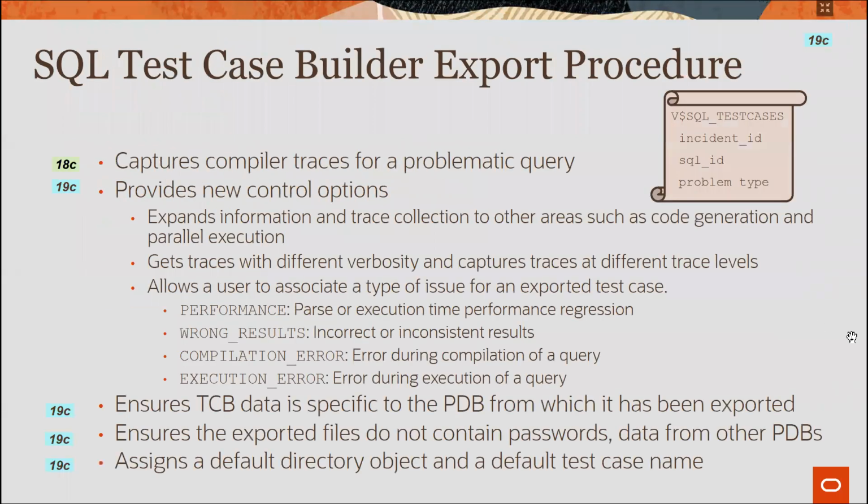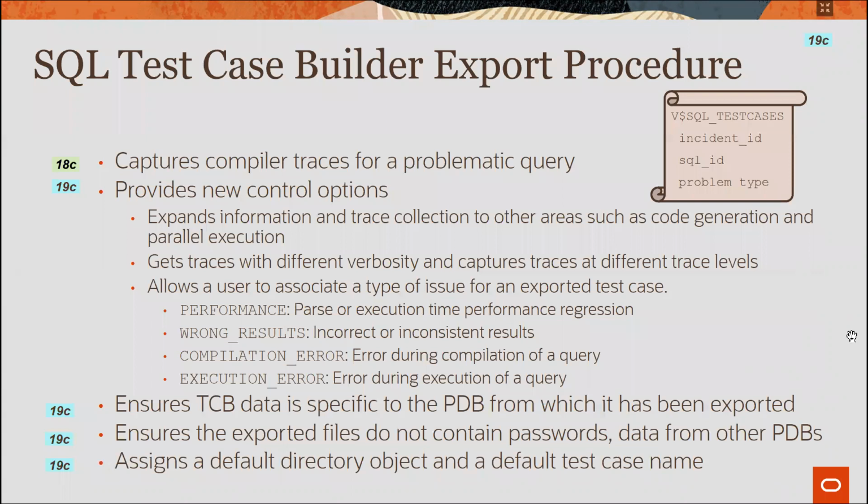The SQL Test Case Builder export procedure gives us some new control options. Before, if I was looking at a test case builder, I could get compiler traces, so I could see what was going on in that particular query. But in 19c, we get a lot more benefits. We have more control options to manage parallel execution and code generation. I can get traces at different levels of information. When I'm looking at issues, I can specify what type of issue I'm looking at: performance, wrong results, compilation, or execution.